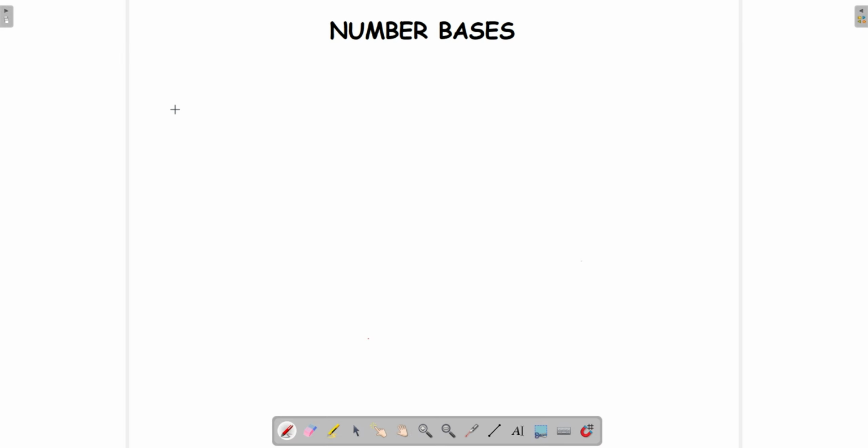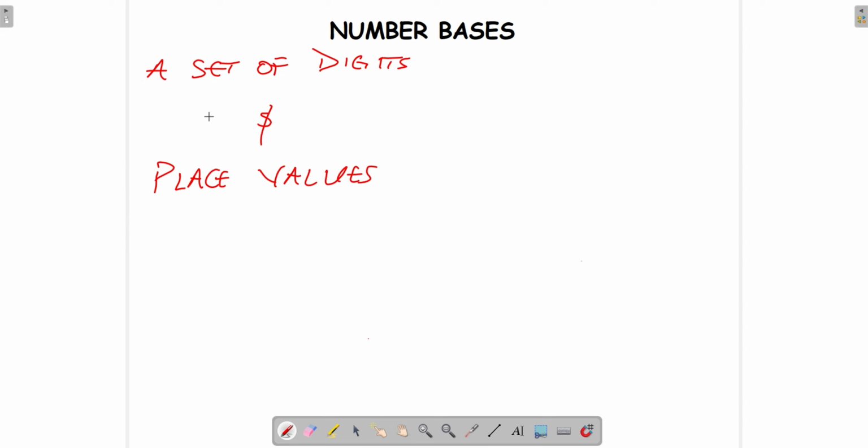Today we'll be learning a fundamental topic in mathematics, number bases. These are basically systems used to represent and count numbers using a specific set of digits and place values, okay? So what do I mean? We have a specific set of digits and place values. What do we mean by a specific set of digits?